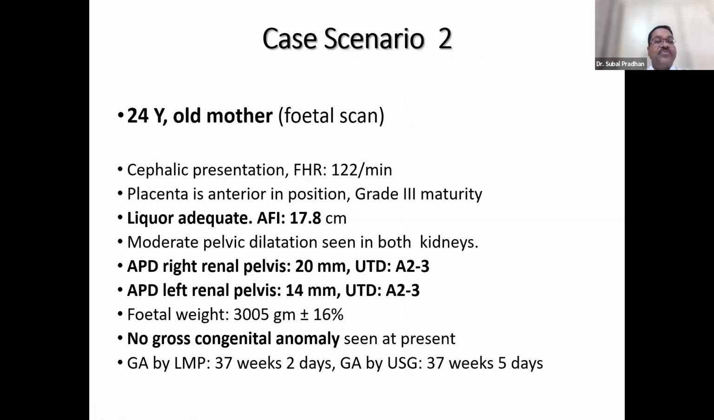This is the fetal scan of a 24-year-old mother. The fetus had cephalic presentation, the placenta was anterior, and liquor volume was adequate with AFI of 17.8 centimeter. There was moderate pelvic dilatation in both kidneys. The APD of the right kidney was 20 millimeters with UTD A2-3, while the APD of the left kidney was 40 millimeters with UTD A2-3. Fetal weight is normal, and no gross congenital anomalies are seen at present, with gestational age of 37 weeks, almost third trimester.